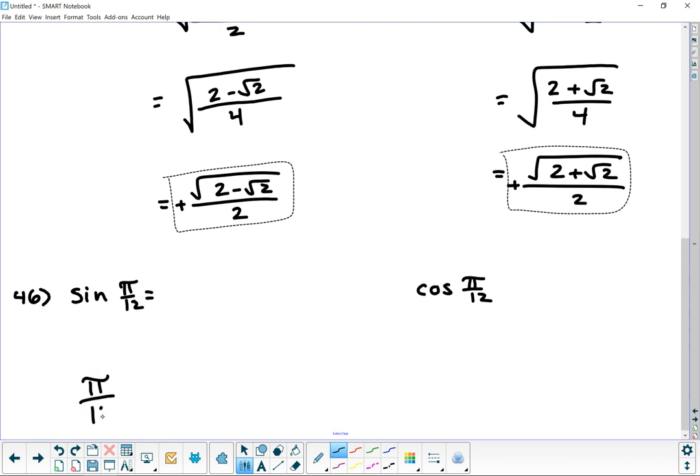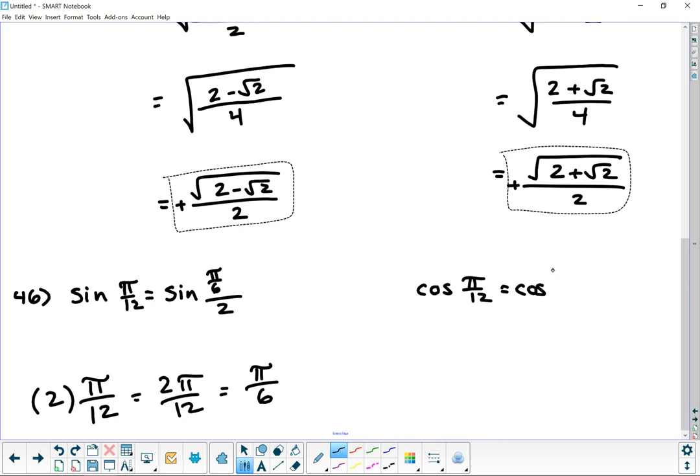Pi over 12, if we want to figure out what double that is, you just multiply it by 2, and that gets you 2 pi over 12. Do not multiply the bottom by 2 also. The bottom is actually a 1, so it's 2 times pi and 1 times 12. And 2 pi over 12 actually gets you pi over 6. So that's what we want. We want to do the sine of pi over 6 over 2, and the cosine of pi over 6 over 2.